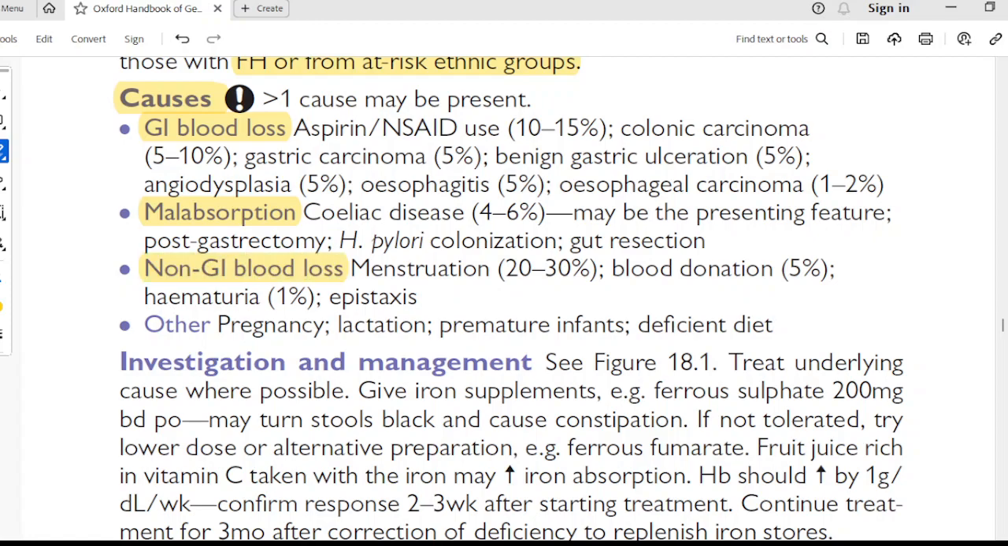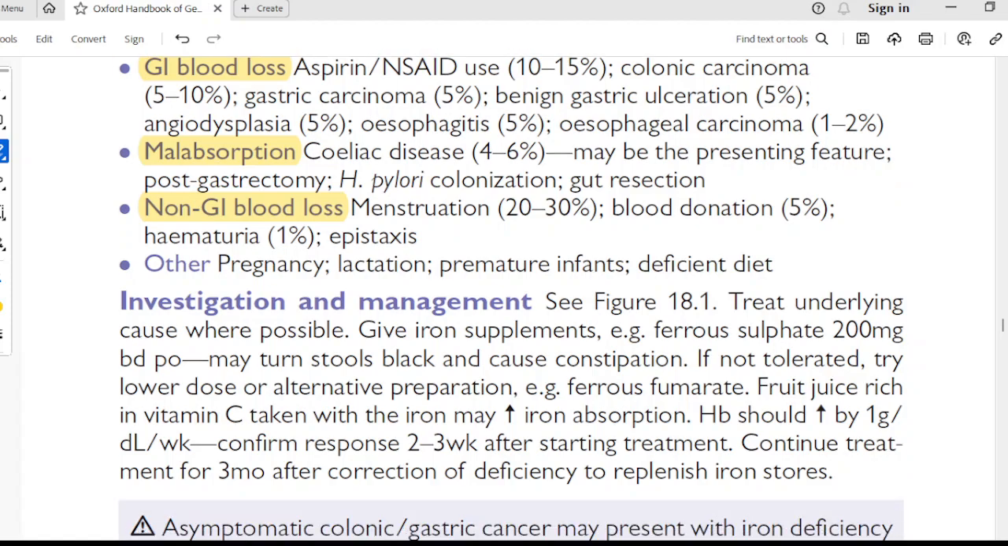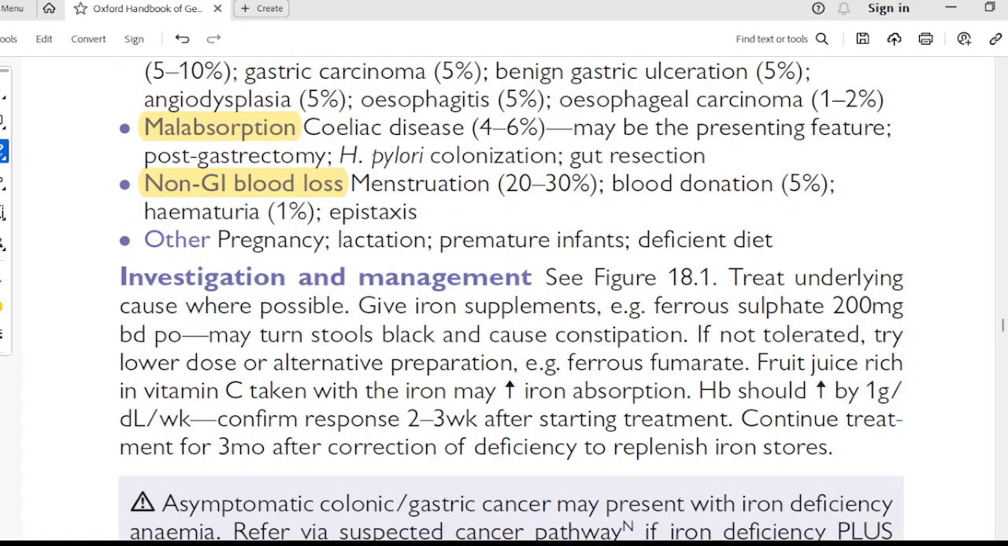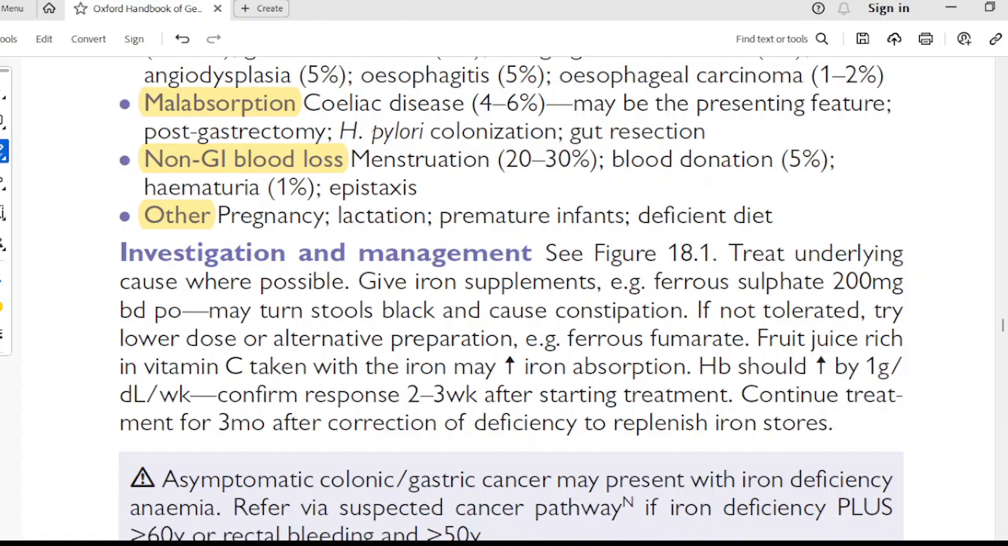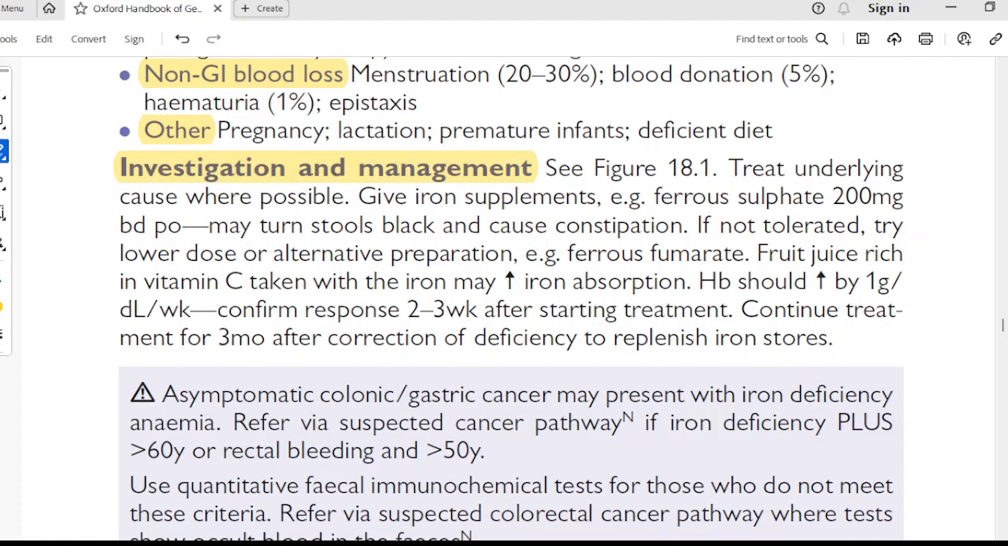Non-GI blood loss like menstruation, blood donation, hematuria, epistaxis. Other causes are pregnancy, lactation, premature infants and deficient diet. Investigations and management in iron deficiency anemia.